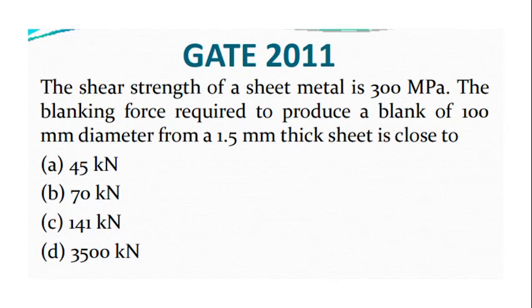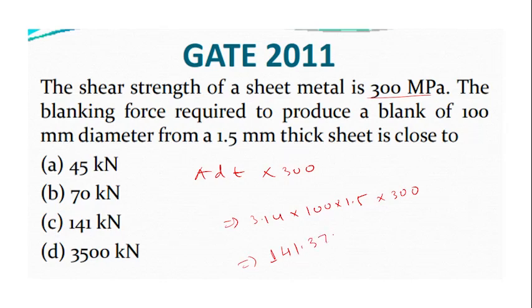Yeah, C is correct. Okay, let's read this question. A shear strength of a sheet metal is 300 MPa. The blanking force to produce a blank of diameter will be pi d t tau. When you calculate, it will be coming as 141 point something. So your option C is correct. Any doubt in this?